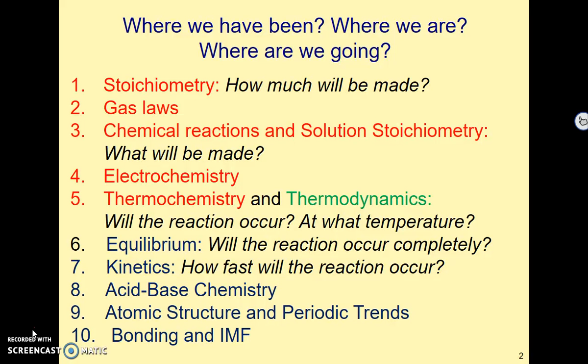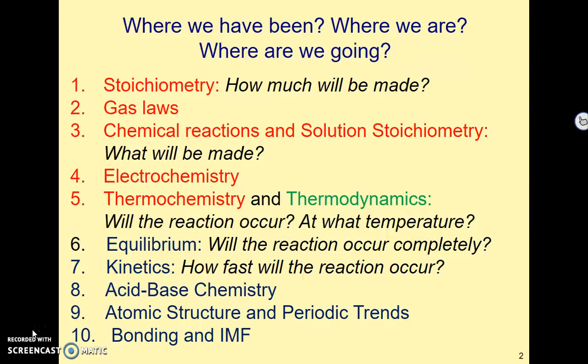Before we go into today's introduction lesson, let's talk about what we've done and what we're going to do. We started off the year with stoichiometry, which deals with calculating how much product will be made or how much reactant is needed. Then we took a segue into gas laws with our favorite thing, the ideal gas law, PV equals nRT. And then we took a unit about chemical reactions and solution stoichiometry, where we really asked the question, how can we predict the products?